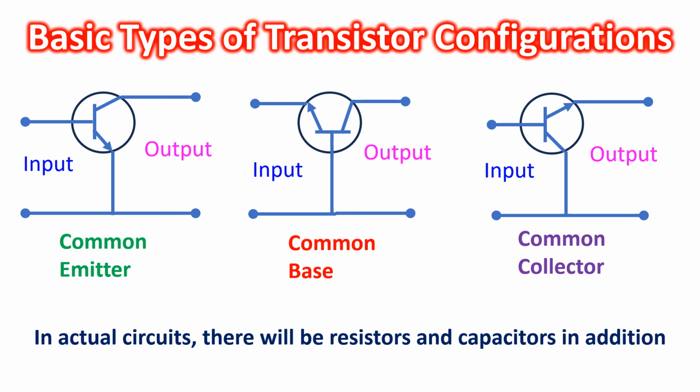In actual circuits, there will be resistors and capacitors in addition. Radio frequency circuits will have inductors and transformers as well. Values of each component will be calculated according to the purpose of the circuit. In all these configurations, the emitter is forward biased and the collector reverse biased.